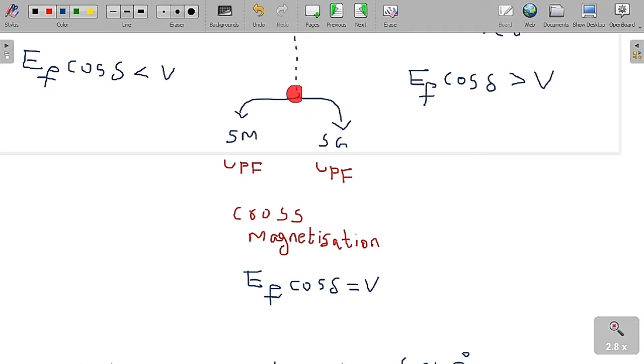Whereas at the normal excitation, both the synchronous motor and the synchronous generator operate at unity power factor, which means the phase angle between V and IA is equal to 0, so the power factor is equal to 1. Therefore the armature reaction is always cross magnetization. If the synchronous motor or synchronous generator operates at normal excitation, they have the same effect, called cross magnetization, and EF into cos delta equal to V is called the normal excitation.